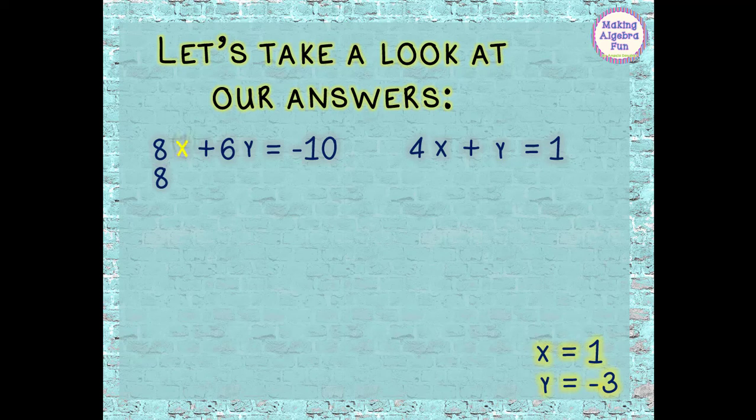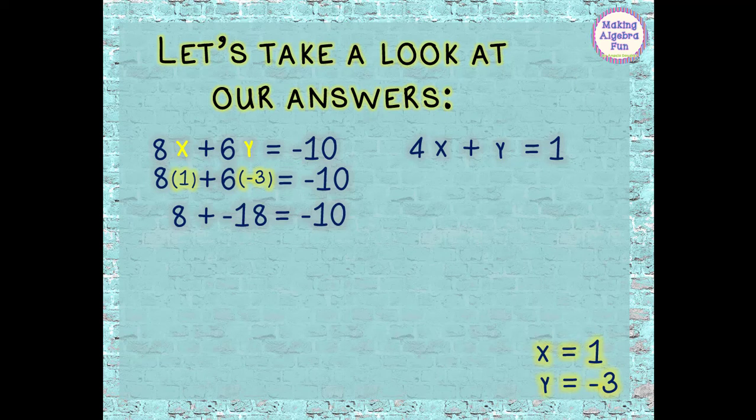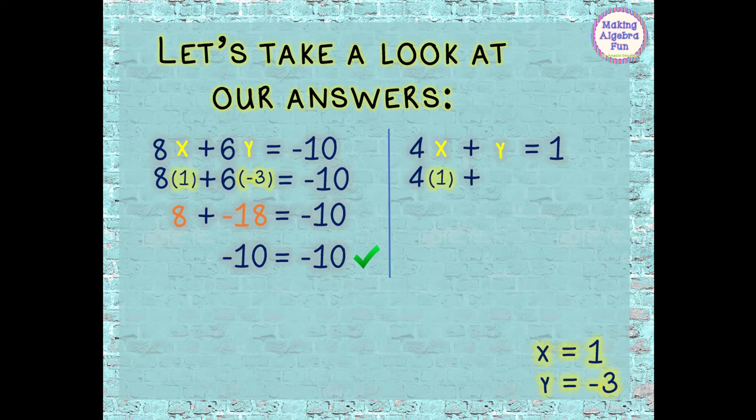Now I'm just going to take a look at our answers, and I want to check them. I want to make sure that that satisfies both equations. So I've got 8 minus 18, or plus a negative 18, equals negative 10, and of course it does. So we know it works in the first one. Always check in both. I put the x value here, x is 1, y is negative 3, 4 times 1 is 4, 4 and negative 3 does give me 1. So it works in both.